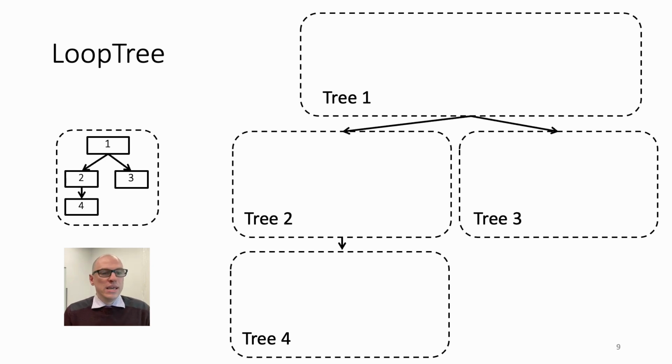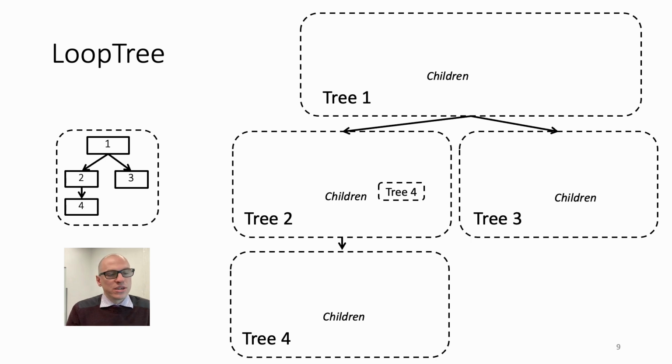So tree 1 represents loop 1, or the whole tree that starts from the root loop 1, and tree 1 is composed of two subtrees, tree 2 and tree 3, and tree 2 is composed of one subtree, tree 4. Every tree has the concept of children, which represents the immediate subtrees that compose that tree. So in this case, the children of tree 2 is only tree 4, and the children of tree 1 are tree 2 and tree 3.